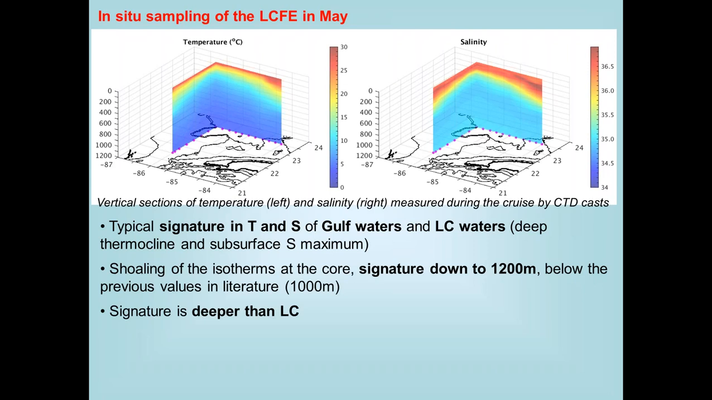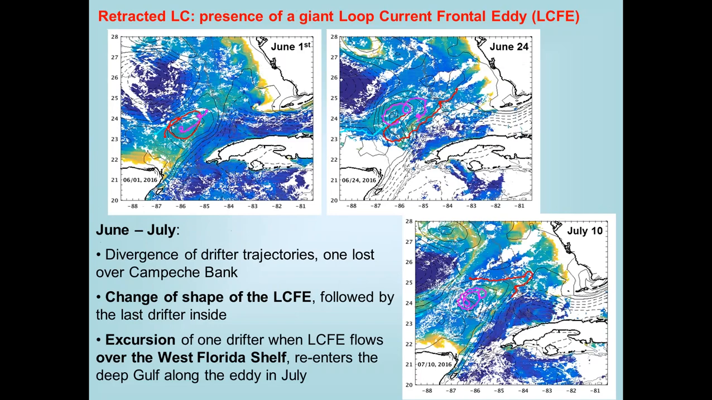But more importantly, we see the shoaling of the isotherms at the core of the eddy, associated with the upwelling and the cyclonic circulation. And this signature was visible down to 1200 meters, which is the deepest recorded. Most of the observations so far for frontal eddies were down to 900, 1000 meters. And here we show that it has a signature that deep, which means that its signature is deeper than the loop current, which is felt down to 1000 meters approximately. So those were new data on this type of process.